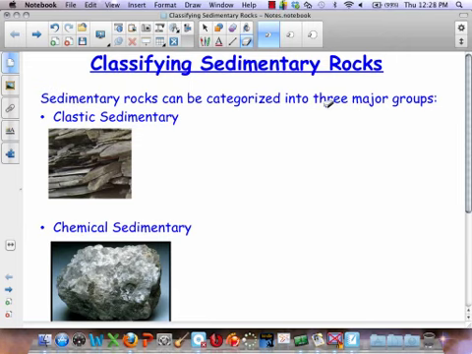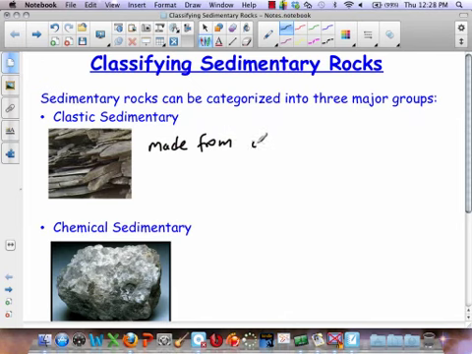So what does that mean? If we say that a sedimentary rock is clastic, what does that mean, Cole? Made of other rocks. Yeah, perfect. So it's made from other rocks. Well, I'm going to change that just slightly. I'm going to say it's made from the debris of other rocks. So they're made up of a bunch of little tiny fragments.